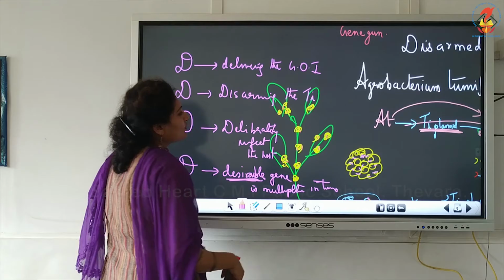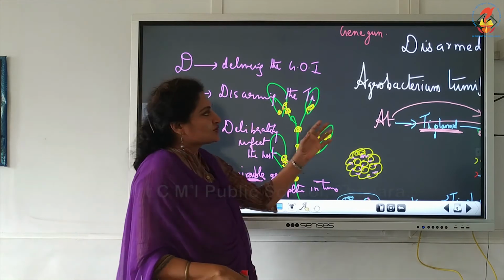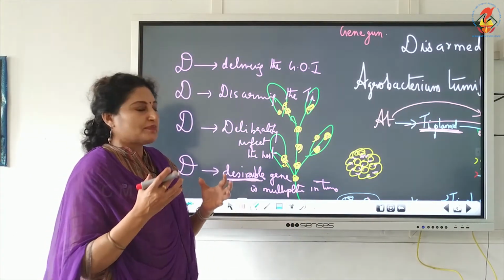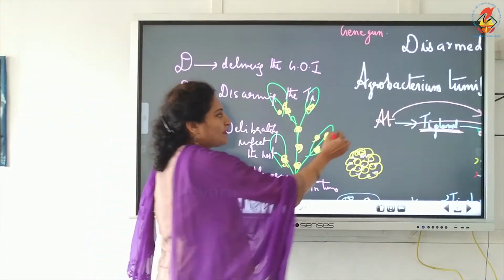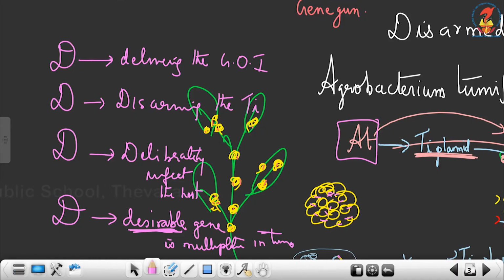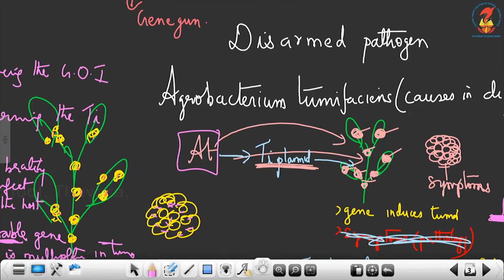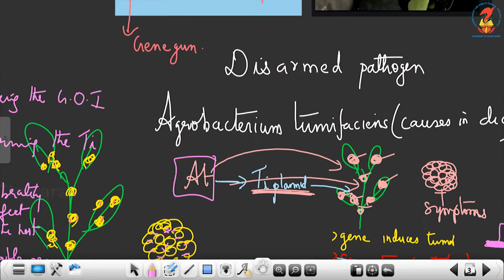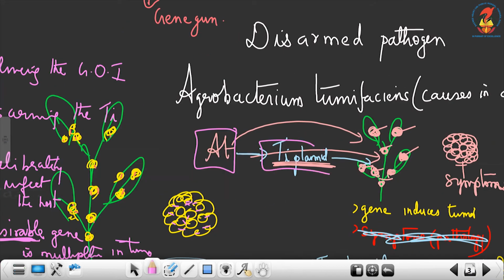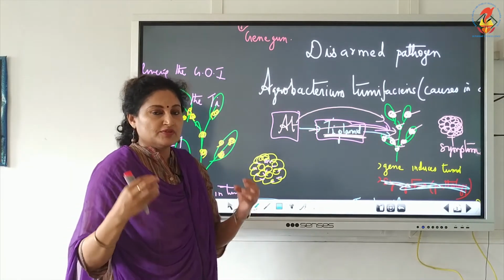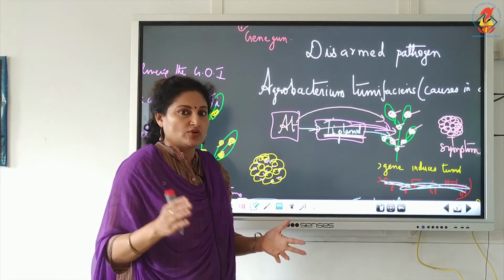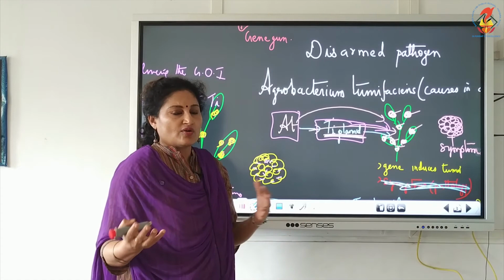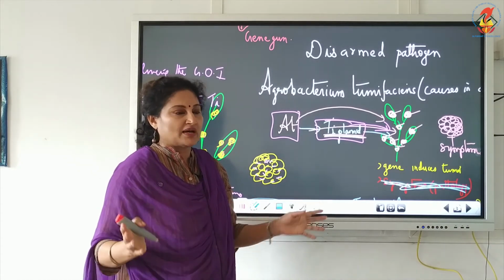Clear? So disarmed pathogen goes by this principle, where the pathogen which causes disease in plants is the Agrobacterium tumefaciens. And how does it cause disease? Once it invades the host, it introduces into the host a plasmid called the TI plasmid. And once this TI plasmid gets into the host, the host develops a lot of tumors, and along with the tumors they develop other symptoms like chlorosis, wilting, drying, all these types of symptoms, and finally the plant dies.